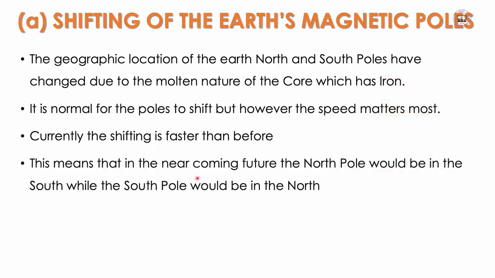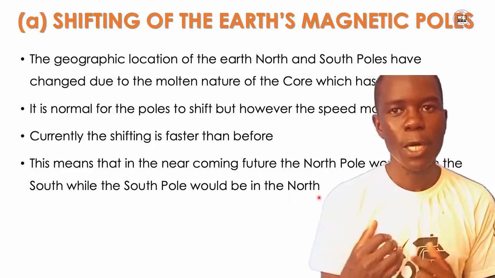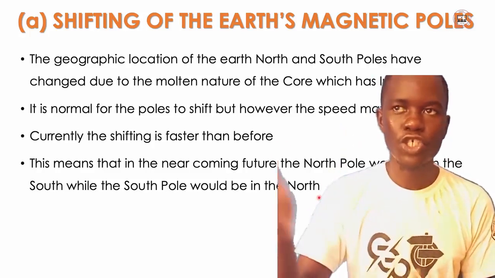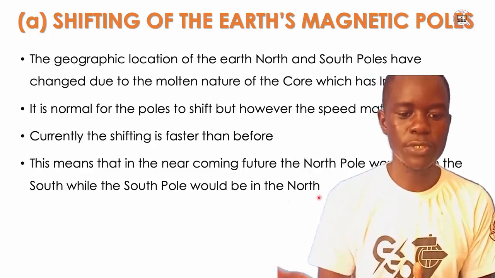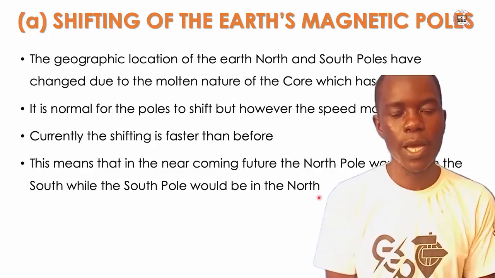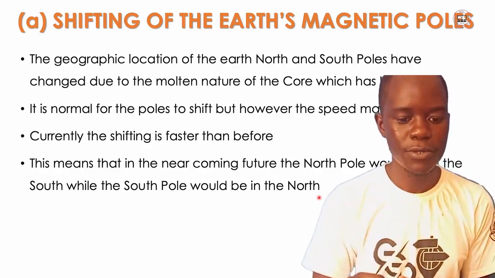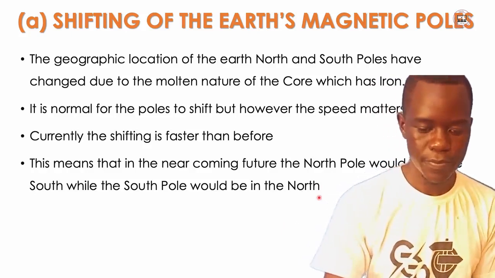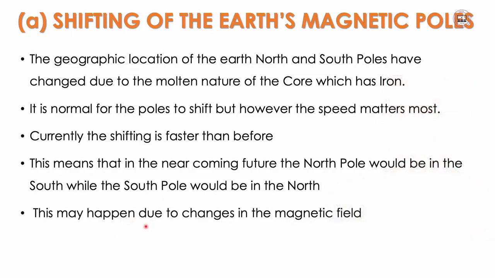This means that in the near future, the North Pole will be in the south, while the South Pole will be in the north. Because of the speed, the North Pole will change its location and be found in the south, and the South Pole will change to the north. This may happen due to the changes in the magnetic field.